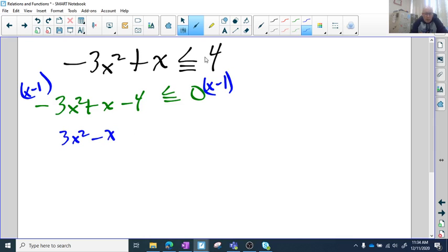Oops, I got these backwards. This should be minus 4. Sorry, this won't work. Where's my black pen? Make that a minus 4. And then make it a plus 4 here. And then this will switch to a minus 4. But here's the one thing you got to watch for. If you're going to switch the sign of all these by multiplying by a negative, you must reverse the inequality. So now it goes to greater than or equal to 0.